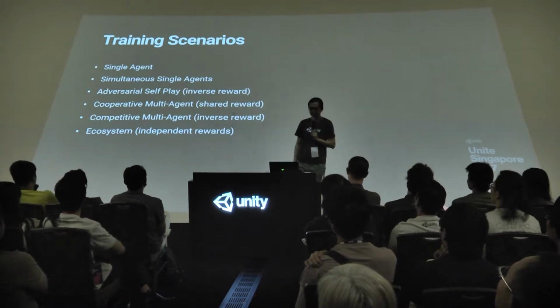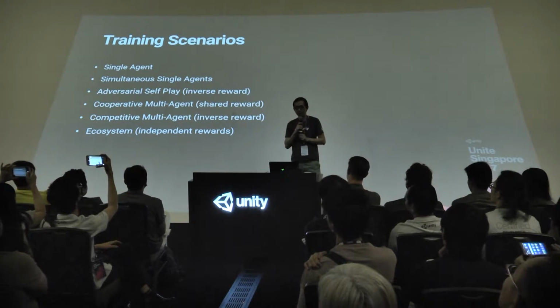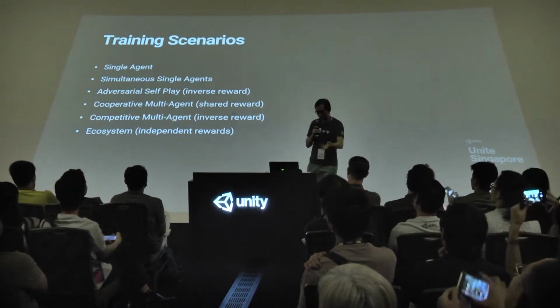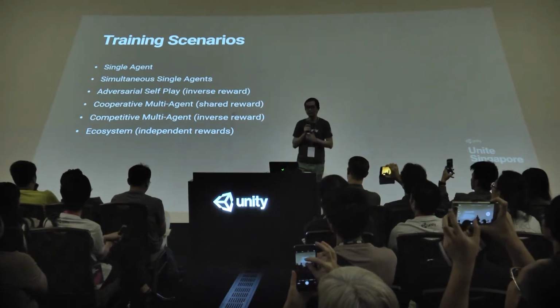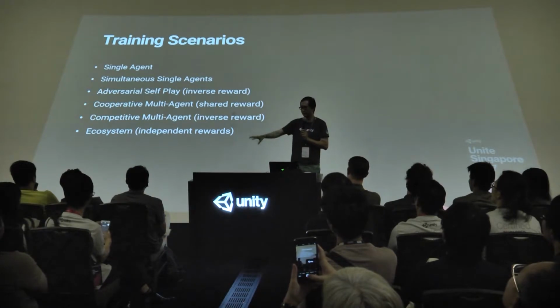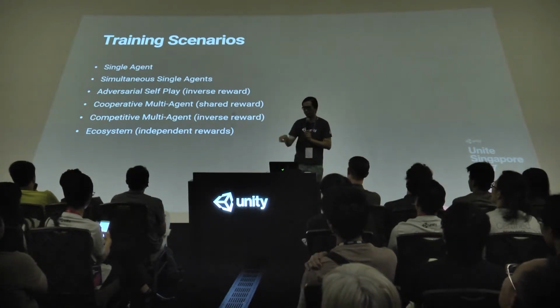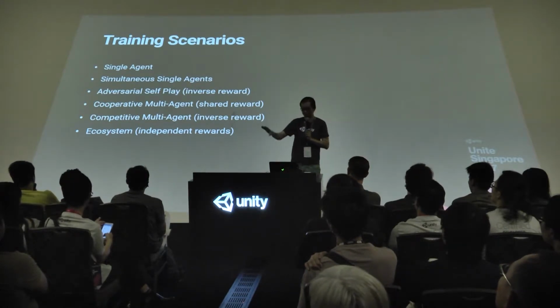So here are some training scenarios that are available. So you can train a single agent. So a single agent will just decide on the action. You can have simultaneous single agents, which I'll show you later. So each agent is doing its own thing, and they are not relying on each other. There's no dependency there. They are just deciding the best action on their own.